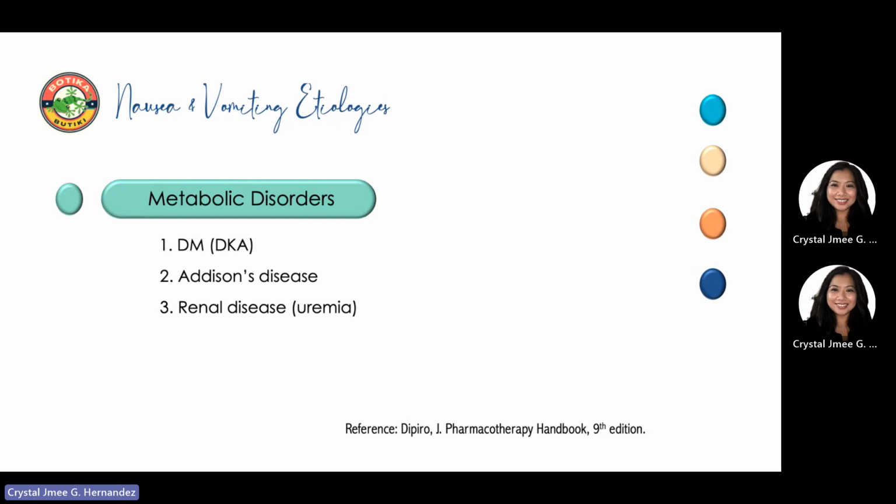We also have metabolic disorders that contribute to nausea and vomiting, such as diabetes mellitus, particularly diabetic ketoacidosis, Addison's disease, or the primary adrenal insufficiency. And then we have renal disease, particularly uremia. So when we say uremia, this is a clinical syndrome wherein there is an elevated concentration of urea in the blood.